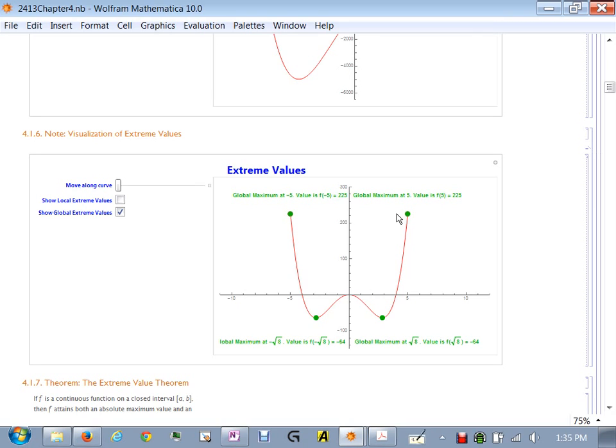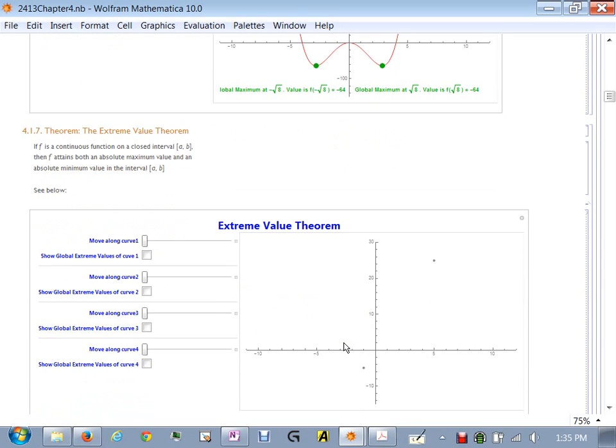If one of those is a little higher, then it's the global max. And same with the global minimum. We have the same global minimum, the same lowest point, negative 64 is the value. I know it's hard to see that. But it's happening at two different places. Okay?